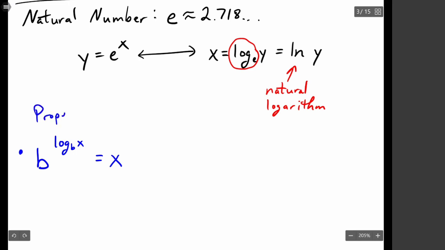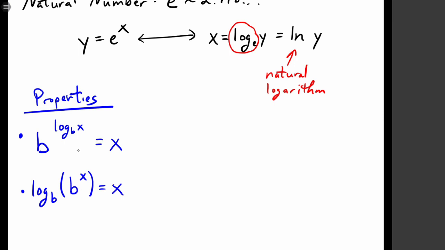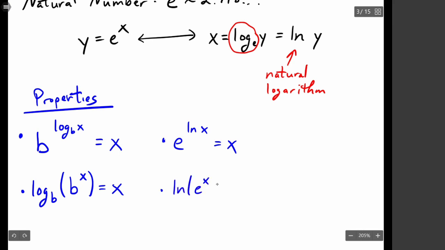That's one important property. Another important property of logarithms is that if you take log base b of b to the x power, these two cancel each other out. These two are what it means for a logarithm and an exponential function to be inverses of each other. If they have the same base, the exponential function and the logarithm will cancel each other out. Specifically, e to the ln x is x, and ln of e to the x is x. That's just a special version of that.